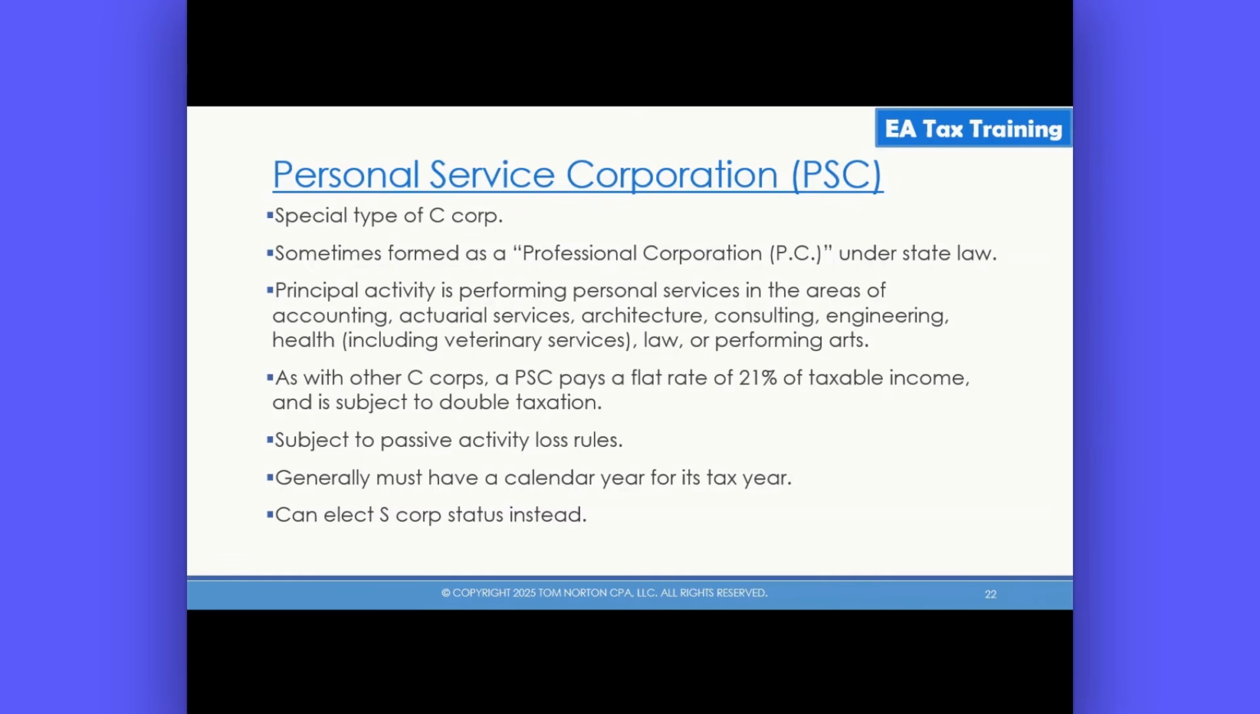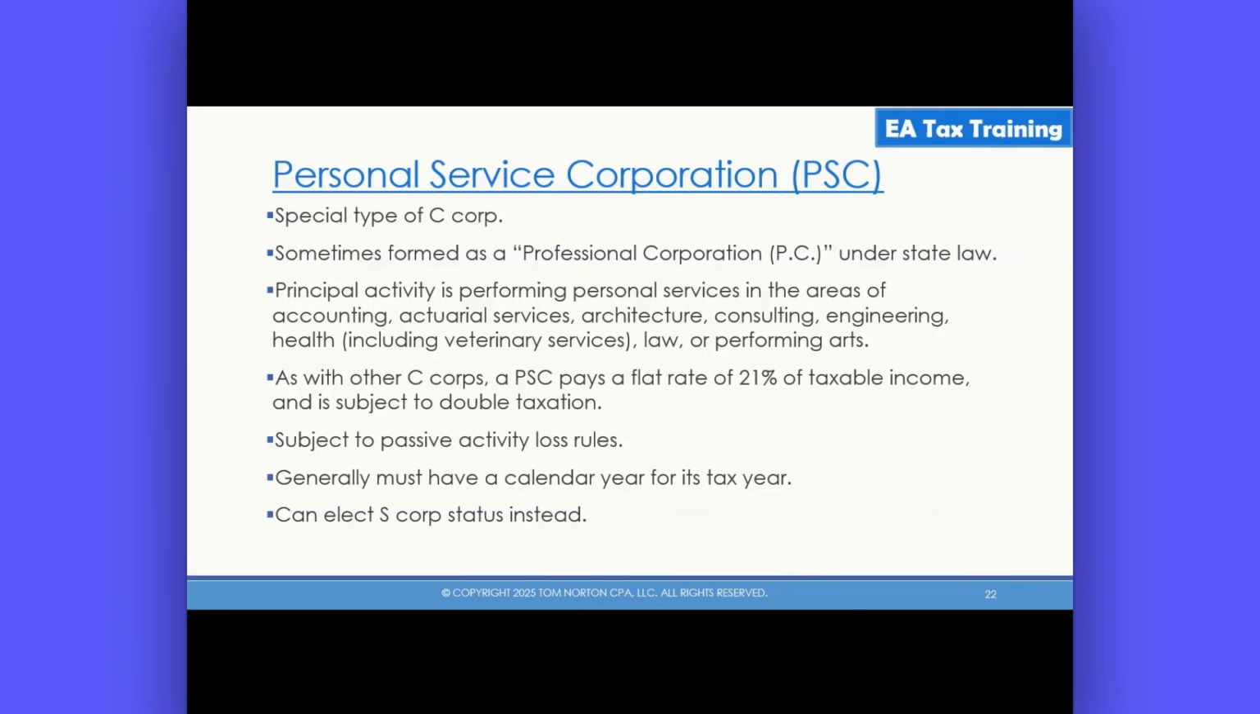Next, a personal service corporation. It is simply a special type of C corporation. So it is still a C corp. It is sometimes formed as what's called a professional corporation under state law. The personal service corporation is for performing personal services, thus the name. So it's for areas such as accounting, medicine, law, architecture, etc. As with other C Corps, a PSC does pay a flat 21% tax on its taxable income, and it is subject to double taxation. The PSC is also subject to the passive activity loss rules.